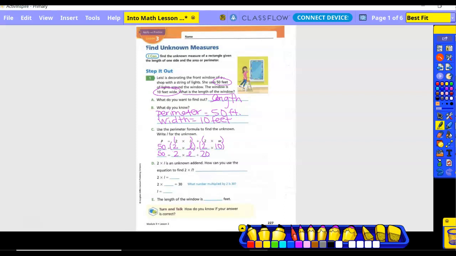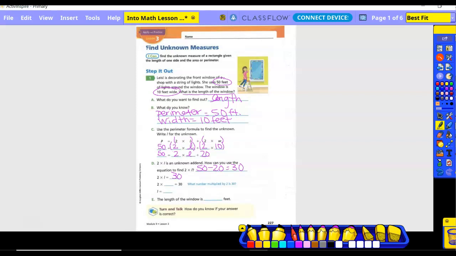How could you use the equation to find 2 times L? So first of all, we're going to do what? We have to get that L by itself. So we need to subtract 50 minus 20 first, which gives us what? 30.